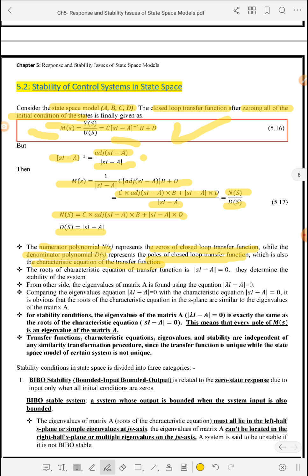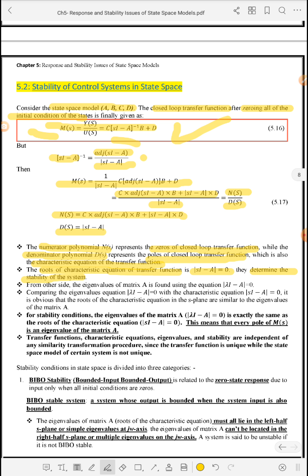So the roots of the characteristic equation, which is the roots of the determinant of sI minus A, determine, as we have covered in the automatic control course, the stability of the system. So the stability from the automatic control or transfer function perspective is controlled by the determinant or the roots of the characteristic equation, or the determinant or the roots of sI minus A.